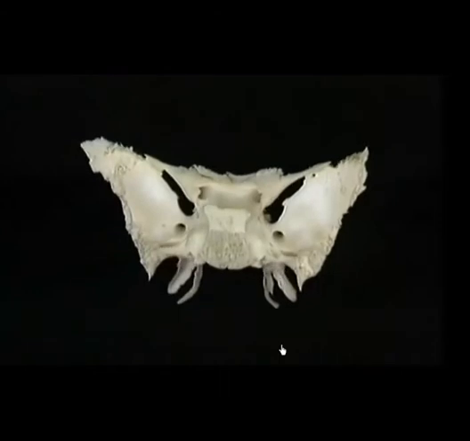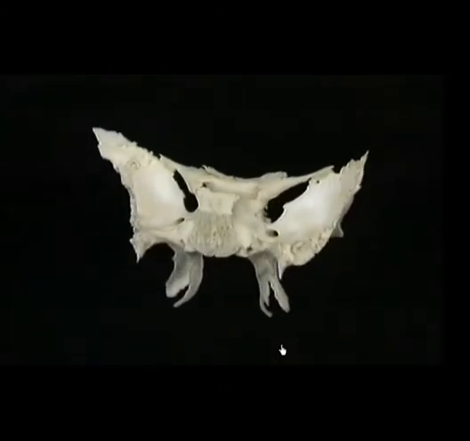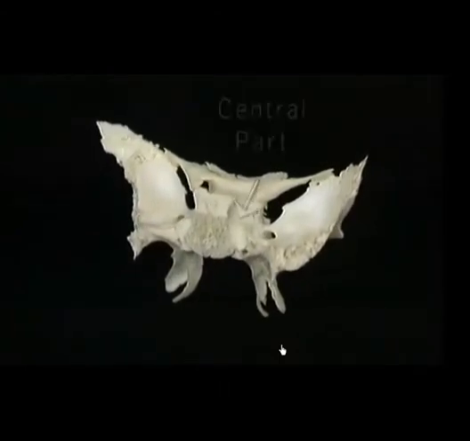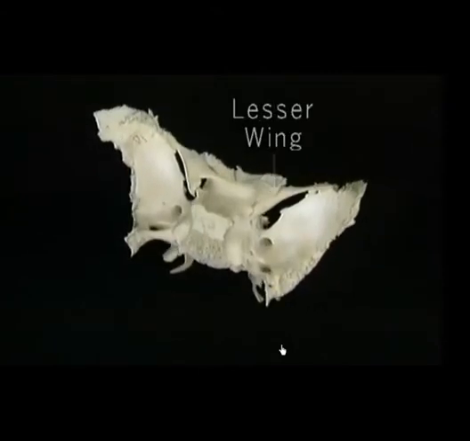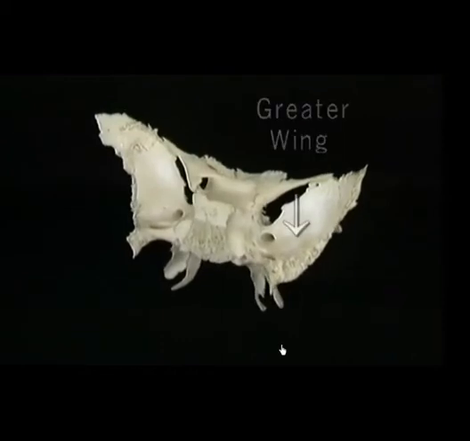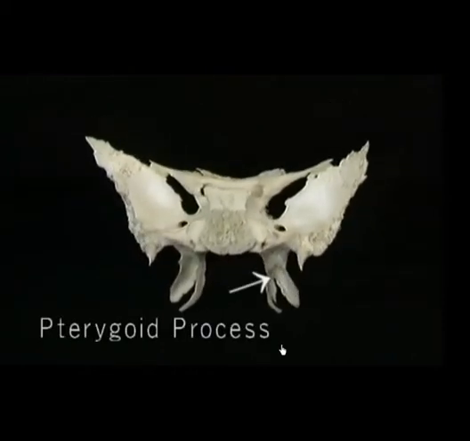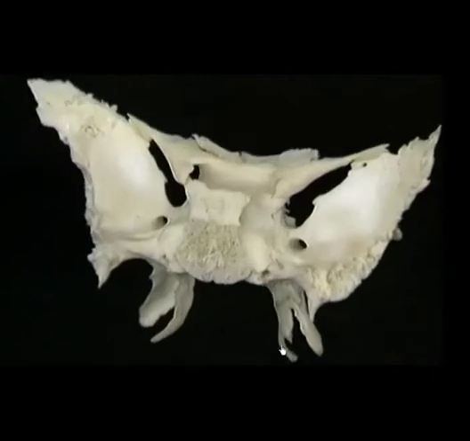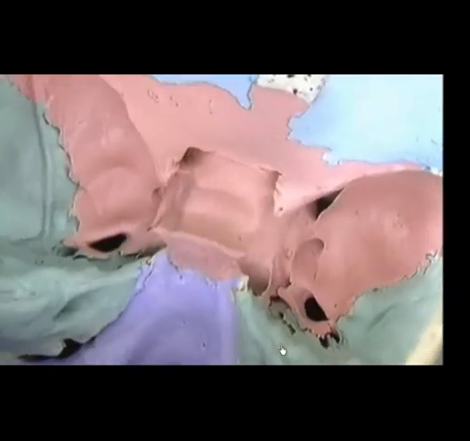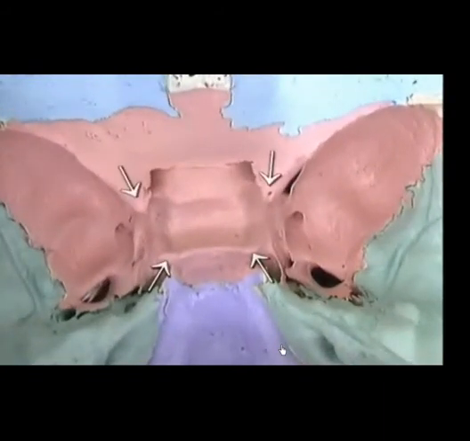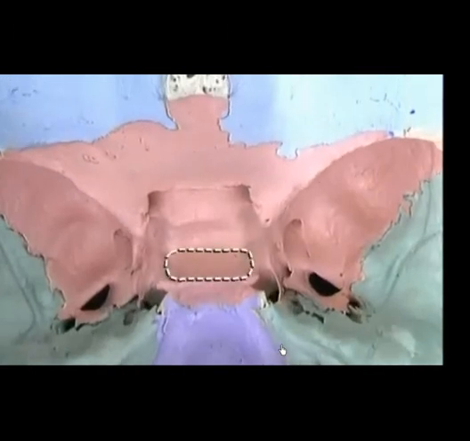Here we see the sphenoid bone separated. It has a central part, and on each side three major projections: the lesser wing, the greater wing, and the pterygoid processes. The central part of the sphenoid includes the clinoid processes and the pituitary fossa. The central part of the sphenoid bone is hollow.